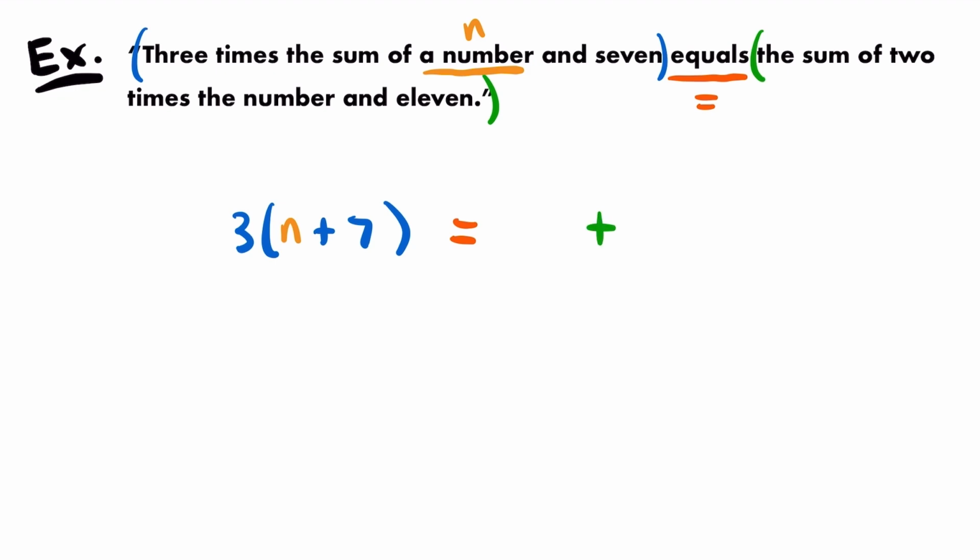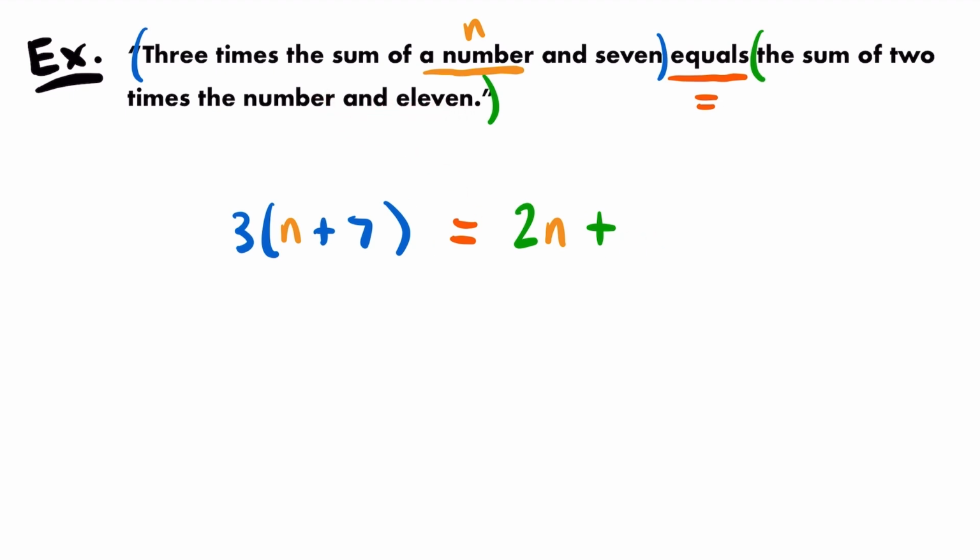But what two things are we adding together? Well, those two things are going to be separated by the word and, just like it was here. We had the sum of a number and 7, so we had n plus 7. In this case, we have the sum of 2 times the number and 11. So 2 times the number would be 2 times that value of n. We're referring to the same unknown number here. So 2 times the number would be 2 times n. And then the other thing we're adding to it is 11.